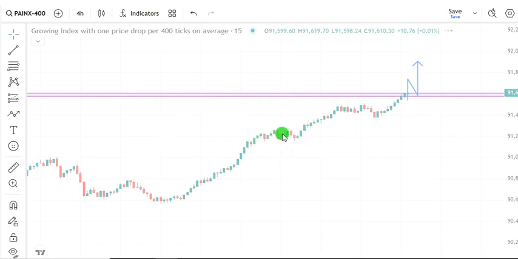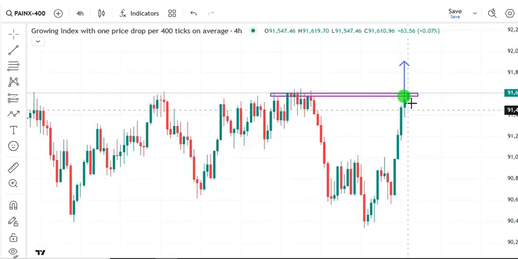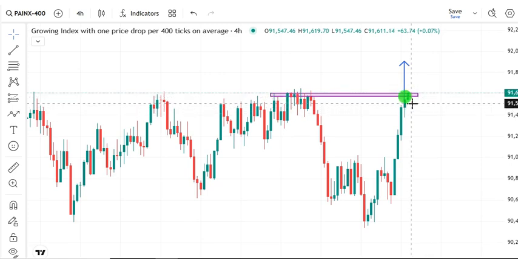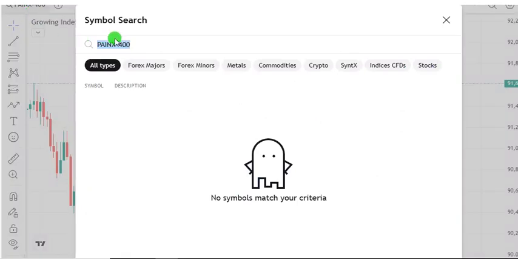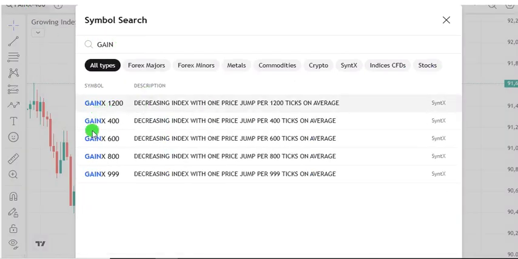Let me go back so you can see where I marked the structures. And remember, you can see shorts depending on what happens. If you see a good bearish candlestick overlapping the previous close of this green candle here, then you can think of going short. But overall, I'm still much more on the bullish side. That's it. Let's go to GainX 400.